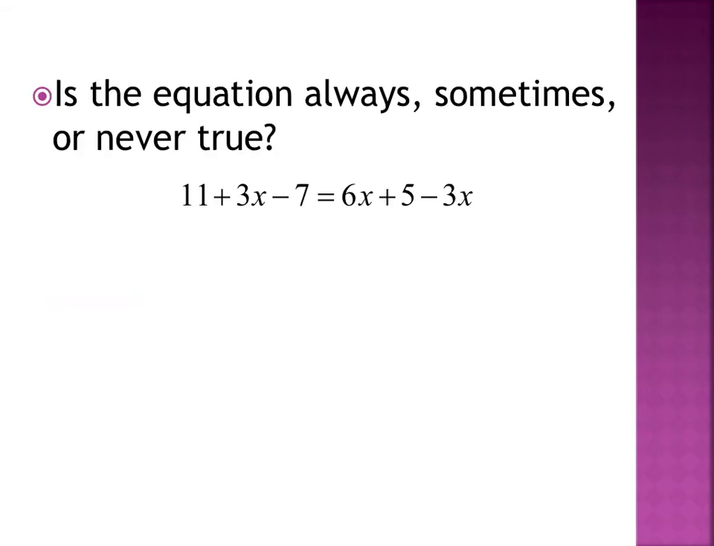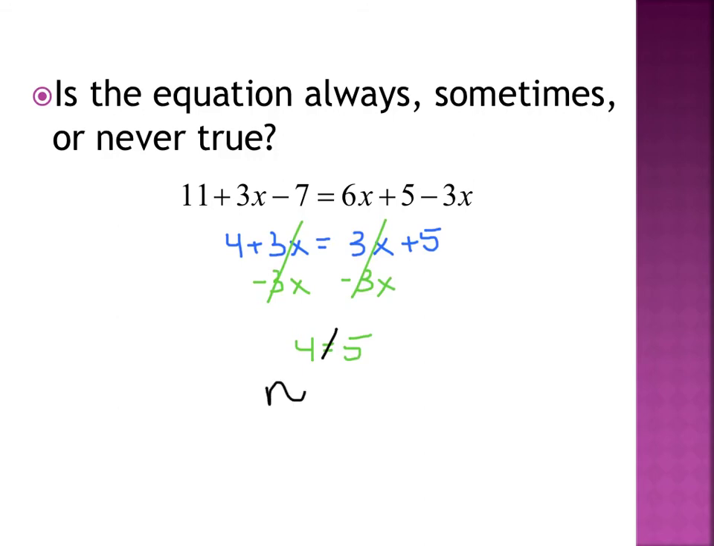So let's go ahead and solve this equation and see if it's always, sometimes, or never true. So I need to first combine like terms on the same side of the equal sign. So 11 minus 7 is going to be 4. Combining like terms on the right-hand side, the 6x and the -3x, I get 3x. Now I'm going to do my inverse operations to isolate my variables. And you can see that the 3x's are going to sum to 0 on both sides. So I get 4 equals 5. Now when does 4 equal 5? Never. So that means this is never true. And if I asked you what the solution was, you would say no solution.